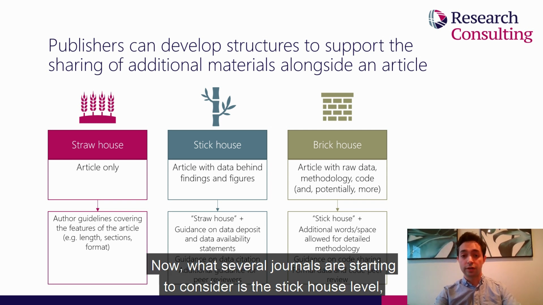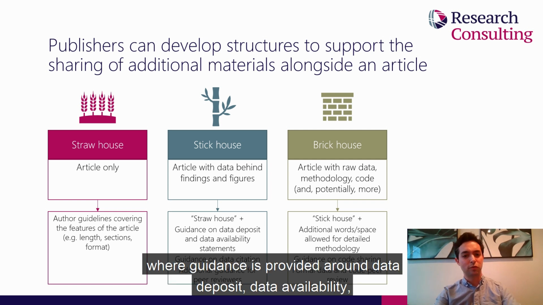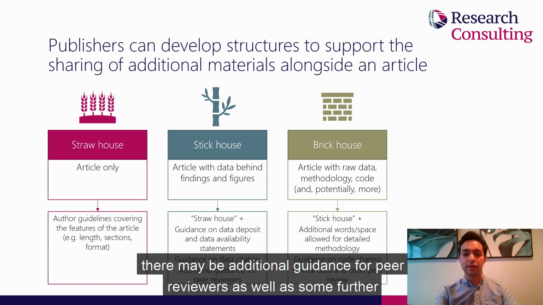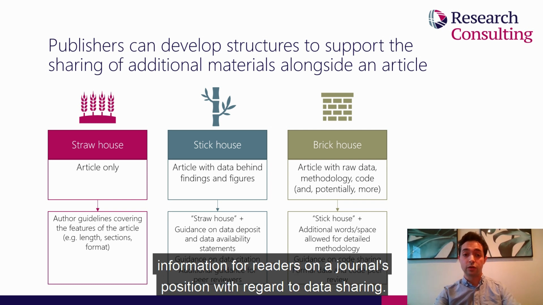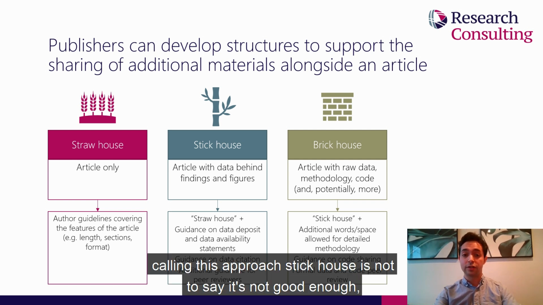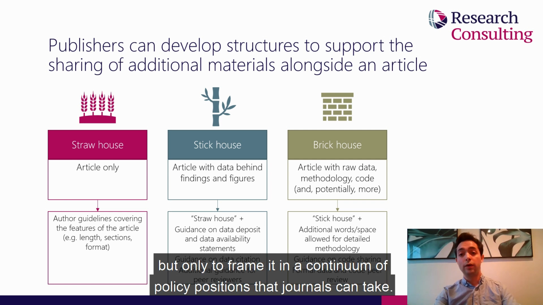Now, what several journals are starting to consider is the stick house level, where guidance is provided around data deposit, data availability statements, and data citation. And in addition to that, there may be additional guidance for peer reviewers, as well as some further information for readers on a journal's position with regard to data sharing. And don't get me wrong, calling this approach stick house is not to say it's not good enough, but only to frame it in a continuum of policy positions that journals can take.